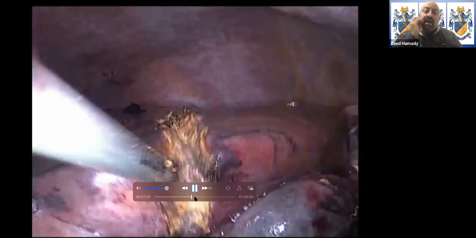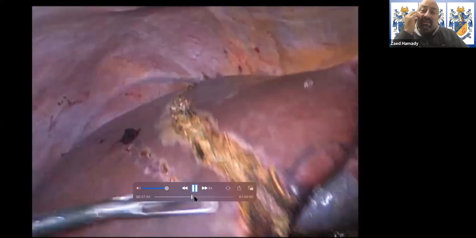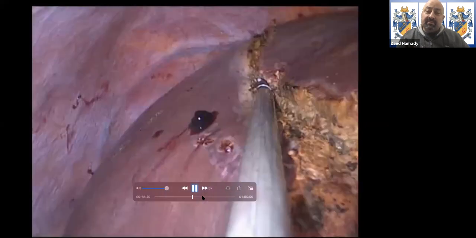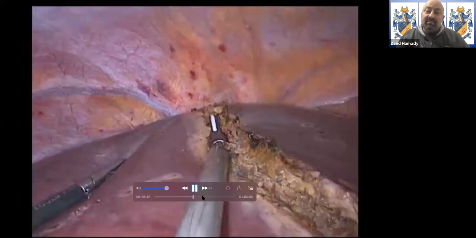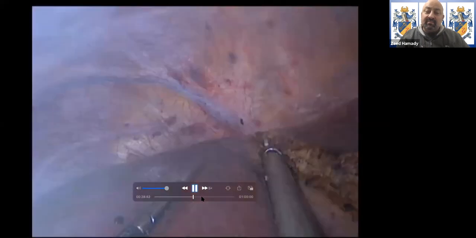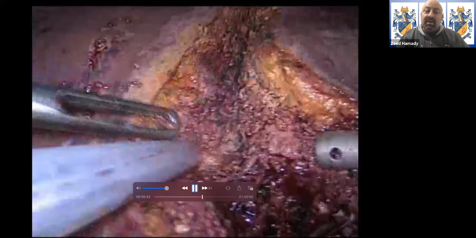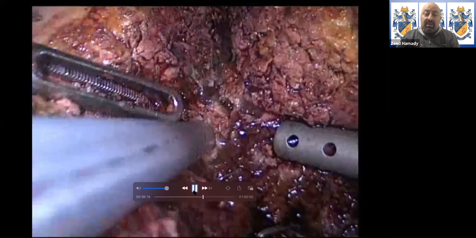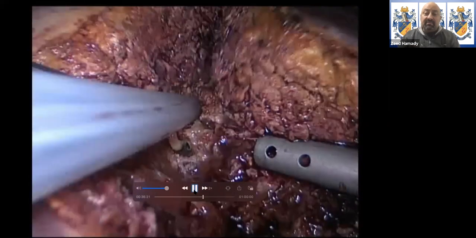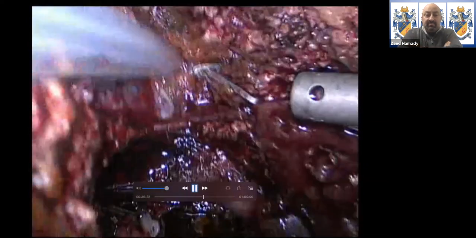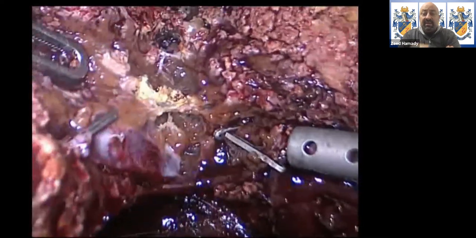So the transection with the harmonic shouldn't be more than 1 centimeter depth. And after that, we will start to use the CUSA. So that's the CUSA, where slowly and gradually you identify most of the structures, and then you take them one by one. I'll just slow it down here. So for example, this is a segment five branch that you can see appearing there.